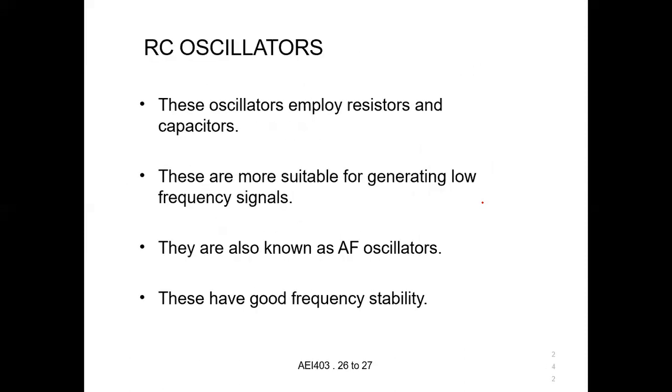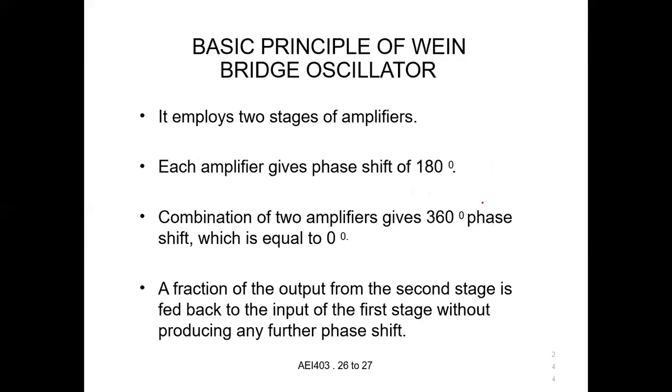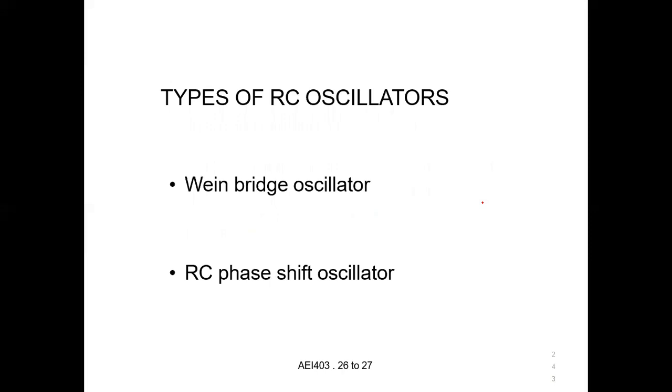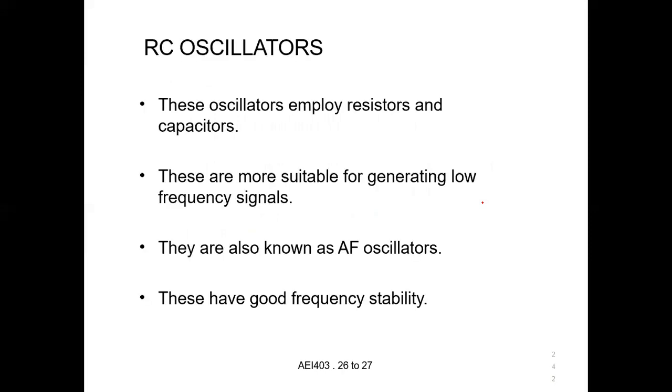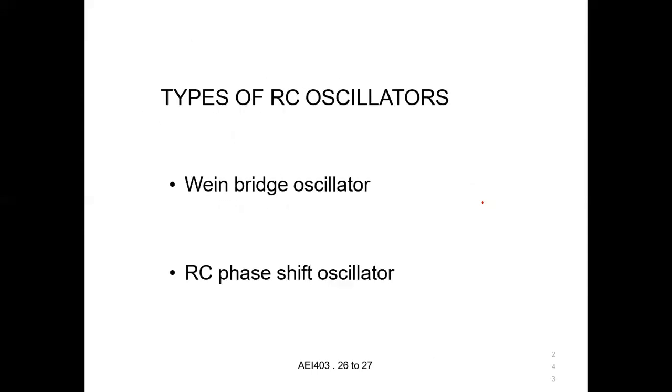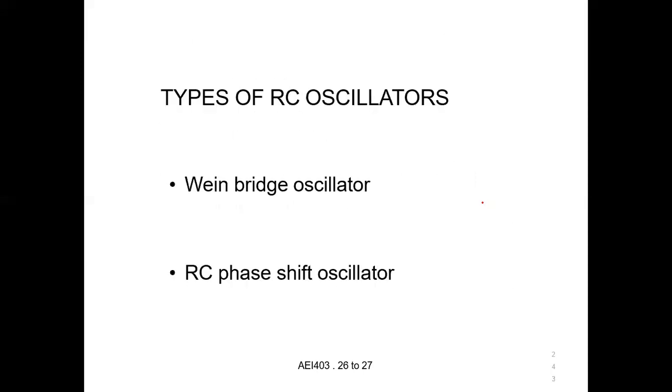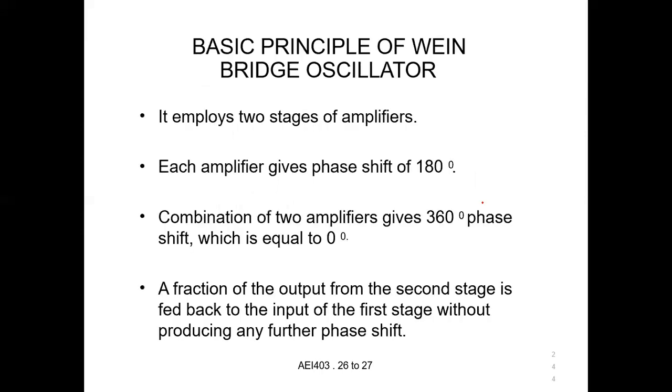RC oscillators. These oscillators employ resistors and capacitors. They are more suitable for generating frequency signals. They are also known as AF, audio frequency oscillators. These have good frequency stability. The types of RC oscillator are the Wien bridge oscillator and the RC phase shift oscillator. Both of these produce the output as a sine waveform.